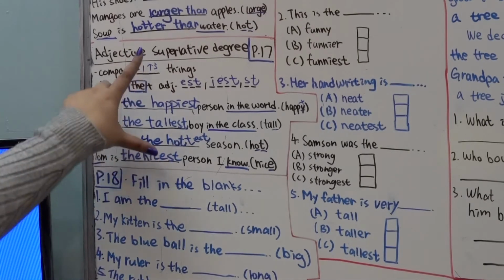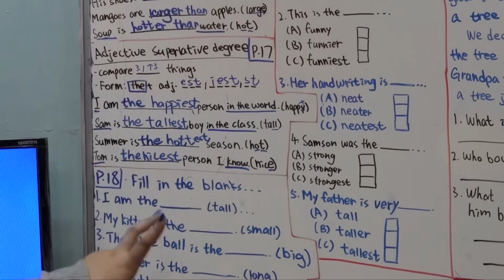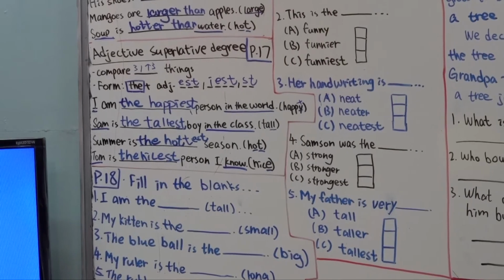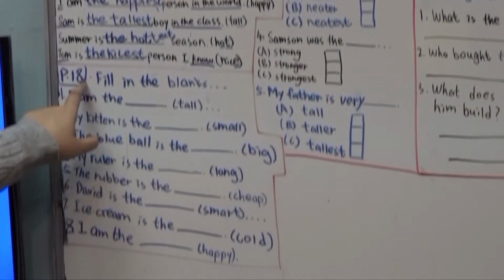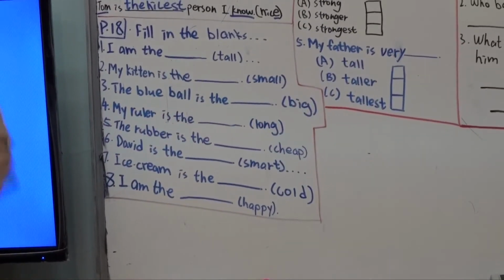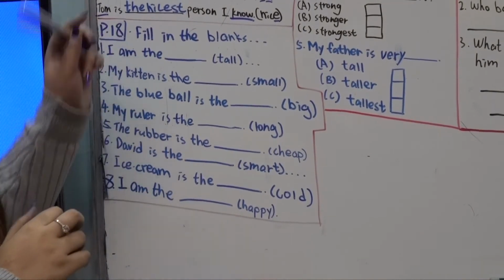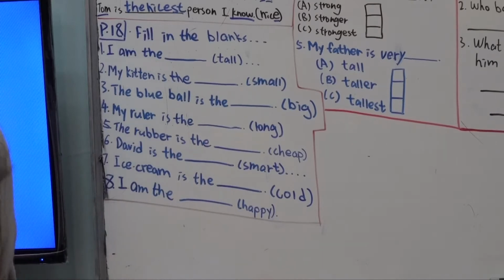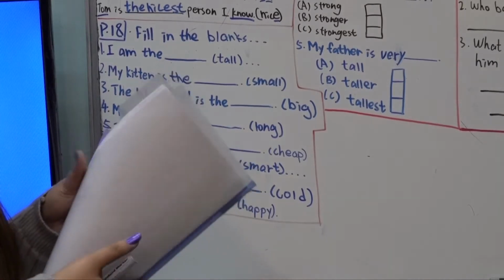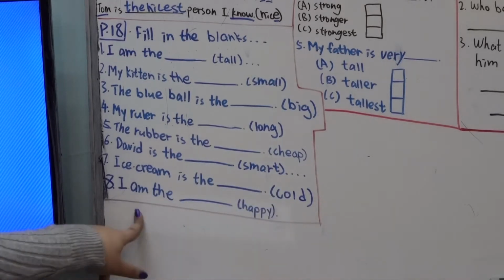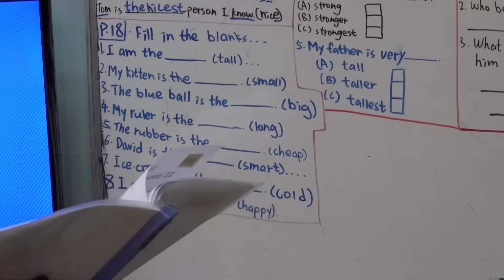So if you understand that, the next page is going to be very easy for you, okay? Please turn to your book, page 18. So everyone, I have explained to you page 17 already, the usage of superlative adjectives, right? Now let's move on to page 18. We have to do some exercise here.